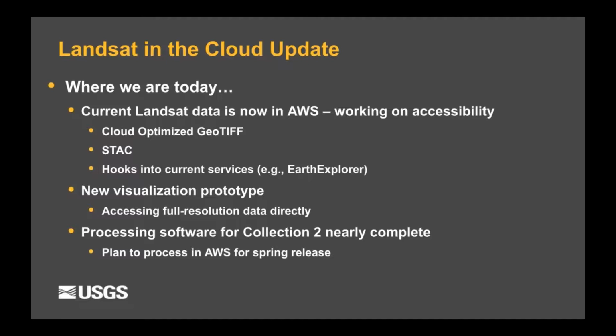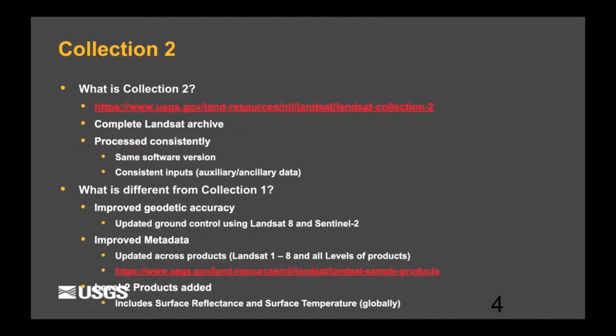So I'll talk a little bit about what is collection 2. Again, we're going to reprocess the entire collection. We're going to process it consistently, so the types of calibration and the types of algorithms that we apply are all consistent. That's better for the scientists.